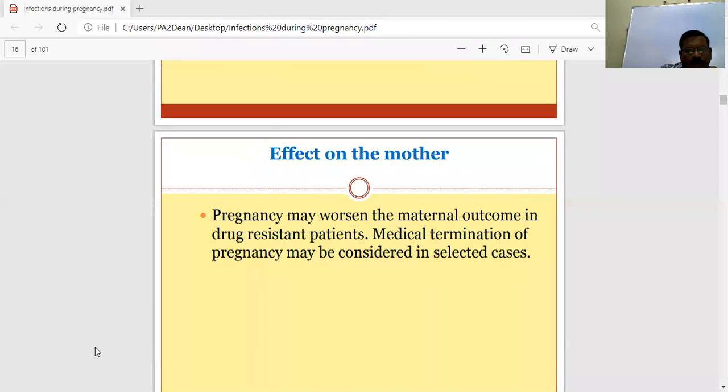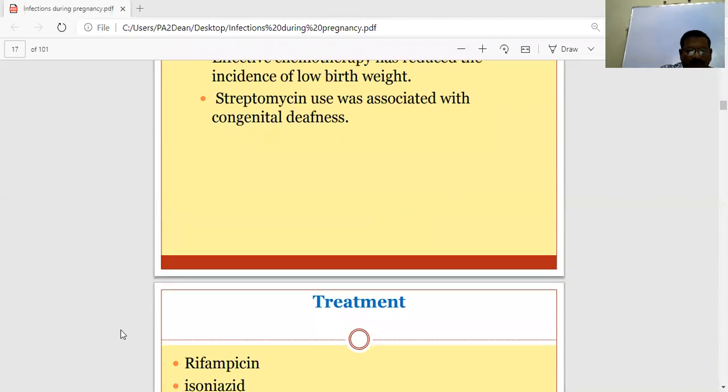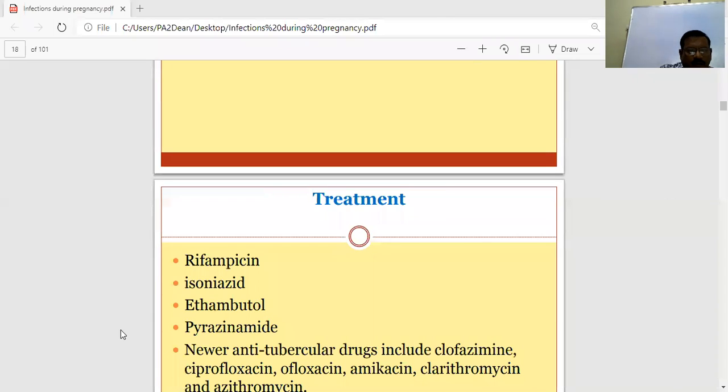Effect on the mother. Pregnancy may worsen the maternal outcome in drug-resistant patients, and medical termination of pregnancy may be considered in selected cases. Effects on the fetus. Effective chemotherapy has reduced the incidence of low birth weight, and streptomycin use was associated with congenital deafness. Treatment nowadays is rifampicin, isoniazid, ethambutol, pyrazinamide. These are the drugs of choice.